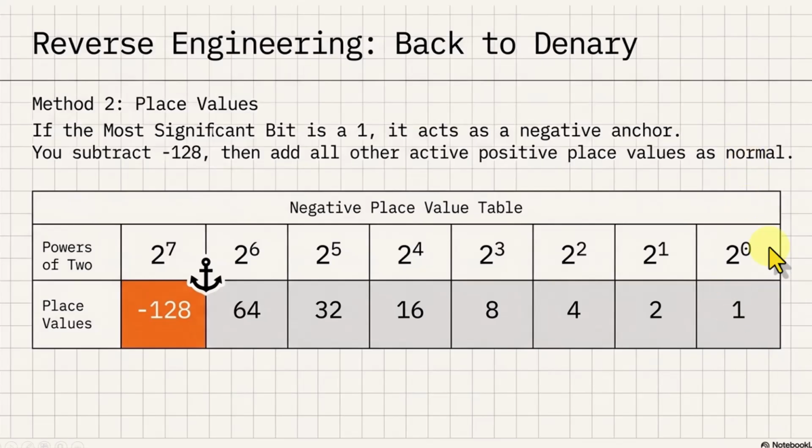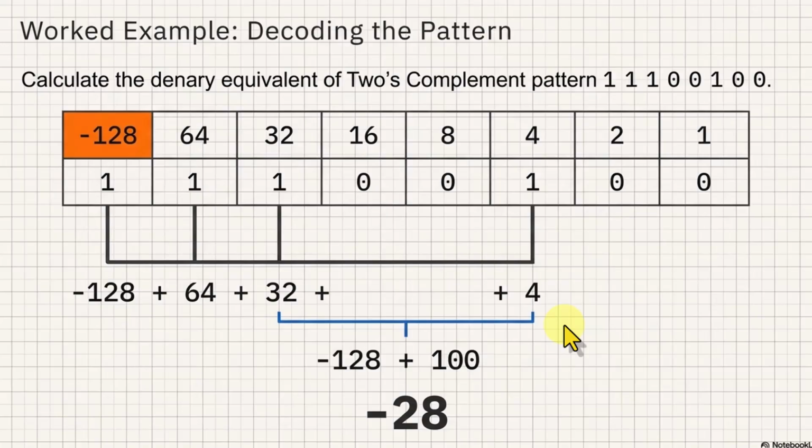So place values, if the most significant bit is a 1, it acts as a negative anchor. You subtract 128, then add all other active positive place values as normal. So that is how we change from 2's complement to Denary, okay? In the exam, they might give you some binary patterns and tell you this is in 2's complement, change it to Denary, okay? So that is how you do that. Let's work an example.